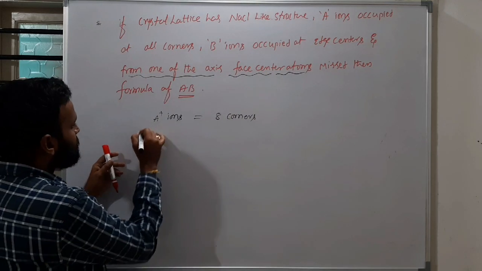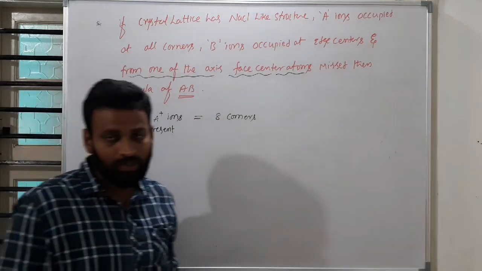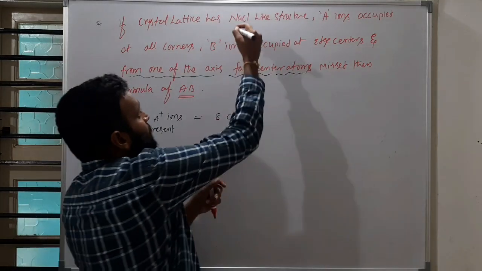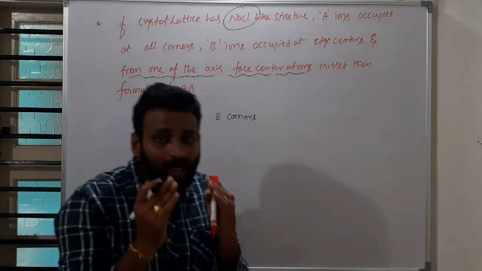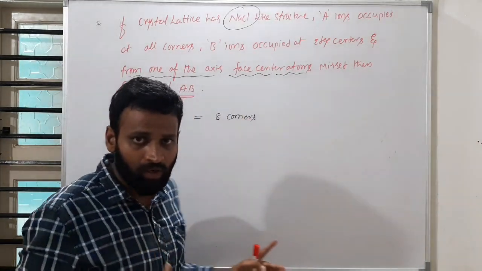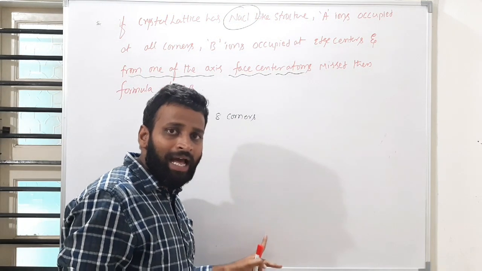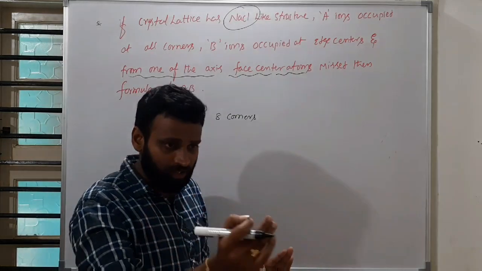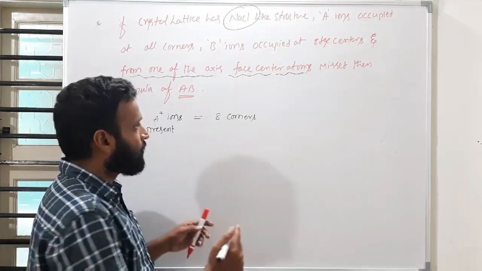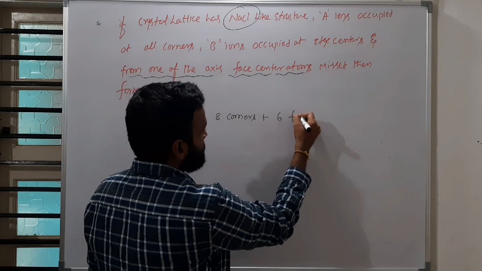So A ions are present at 8 corners. Just previously I had given this. If NaCl like structure, whoever is present at corners is also present at face centers. I had given it, or not? In the previous one I have written, Na plus ions are present at 8 corners and 6 face centers. Otherwise you can just recap the video. Just go back and you can come to know. So A plus ions present at corners means they are also present at 6 face centers, right?